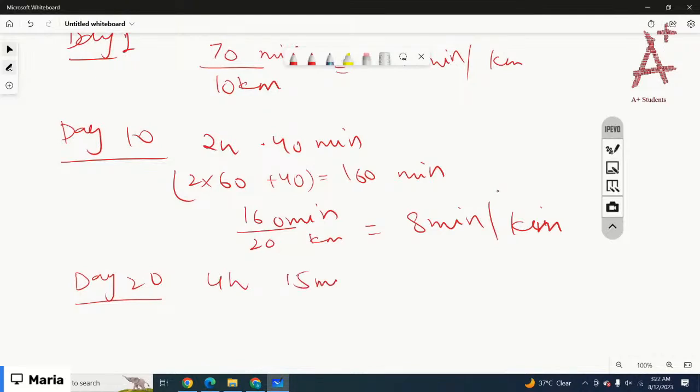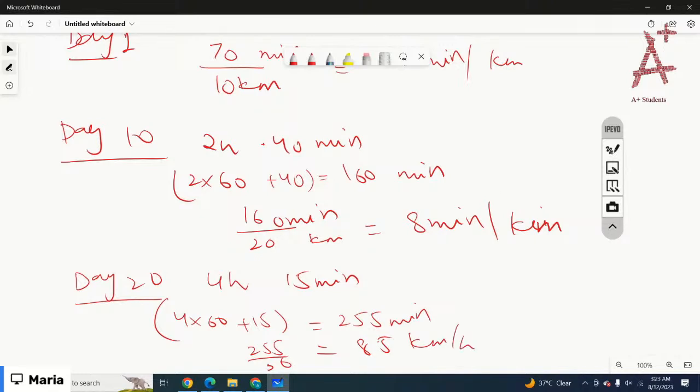4 hours 15 minutes. That would be 4 times 60, because in 1 hour you have 60 minutes, plus 15. 240 plus 15 would be 255 minutes. And the distance he covered is 30. So you have to do 255 over 30. That would be 8.5 kilometers per hour, right?